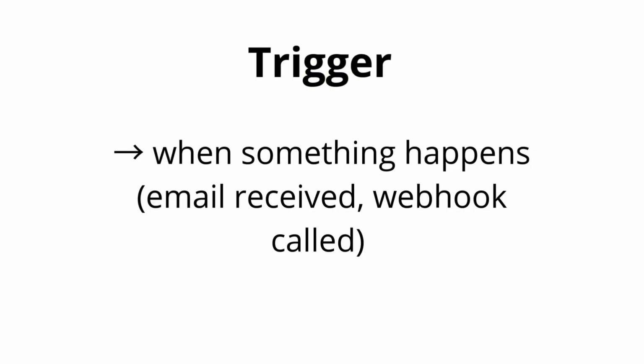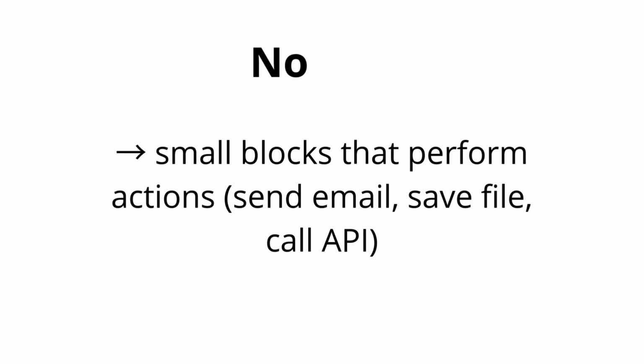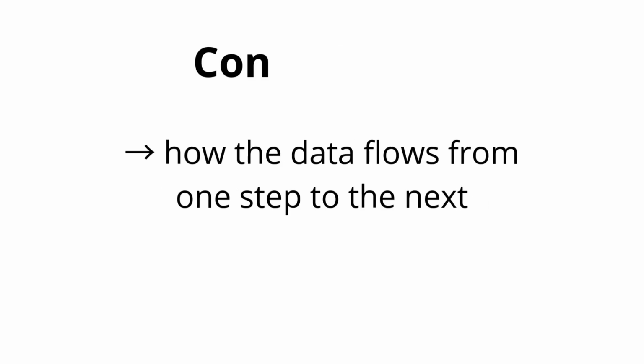So what is n8n? n8n is basically a visual automation tool. It is open source, so unlike Zapier or Make, you are not locked into pricing tiers. Moreover, you can run it locally, in the cloud or on your own server. Each workflow is made of a trigger, when something happens, for example, email received or webhook called. Nodes, small blocks that perform actions: send email, save file, call API. And connections, how the data flows from one step to the next. And of course, we don't need to write any code.